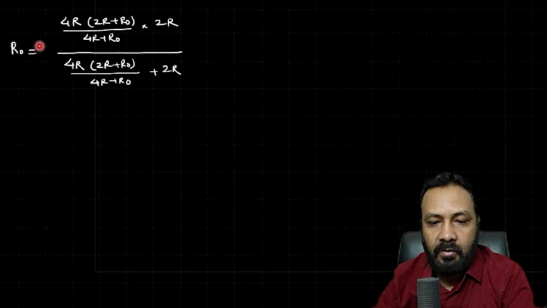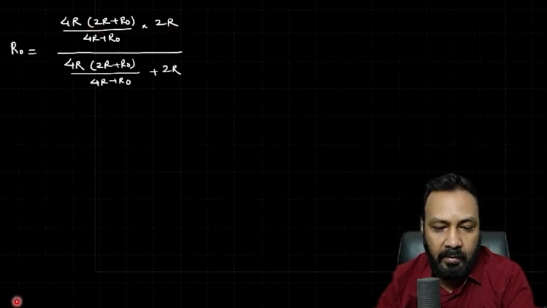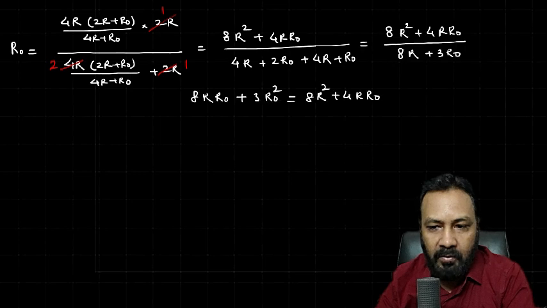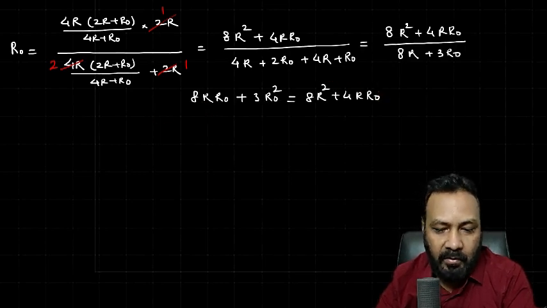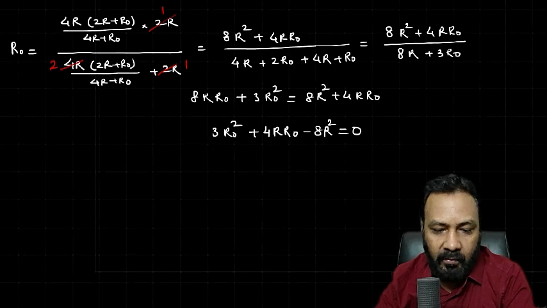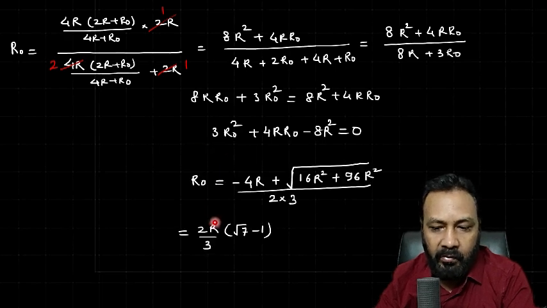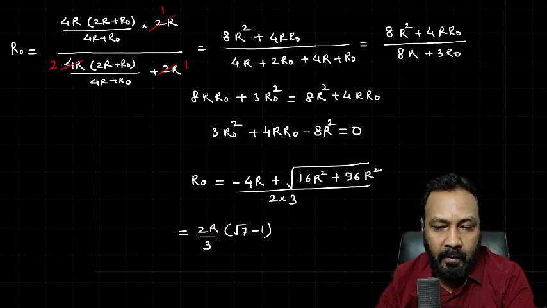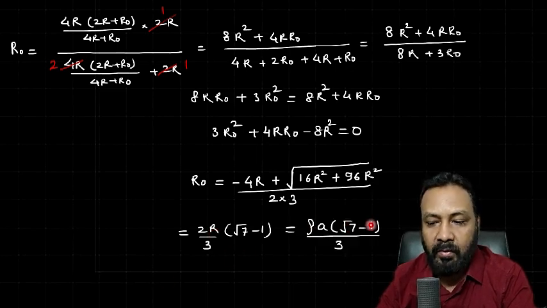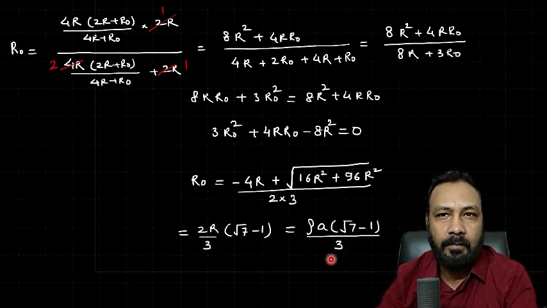So that was the upper part, this is the lower part, and just simplify those things. We are going to get a quadratic equation, and it's a matter of just solving this quadratic equation. You solve that, and we will get R0 is equal to 2R by 3 times root 7 minus 1, and 2R was rho into a, so that is rho a times root 7 minus 1 by 3, and that would be our answer. Thank you.